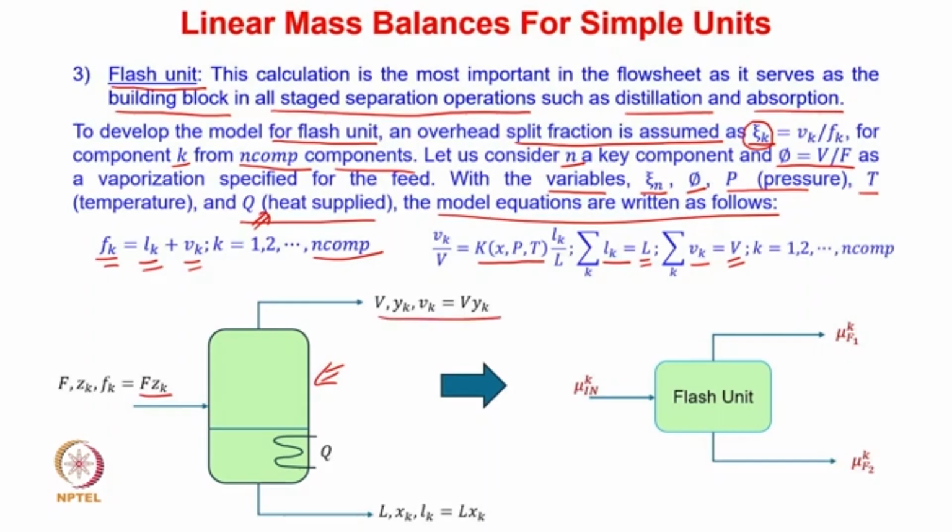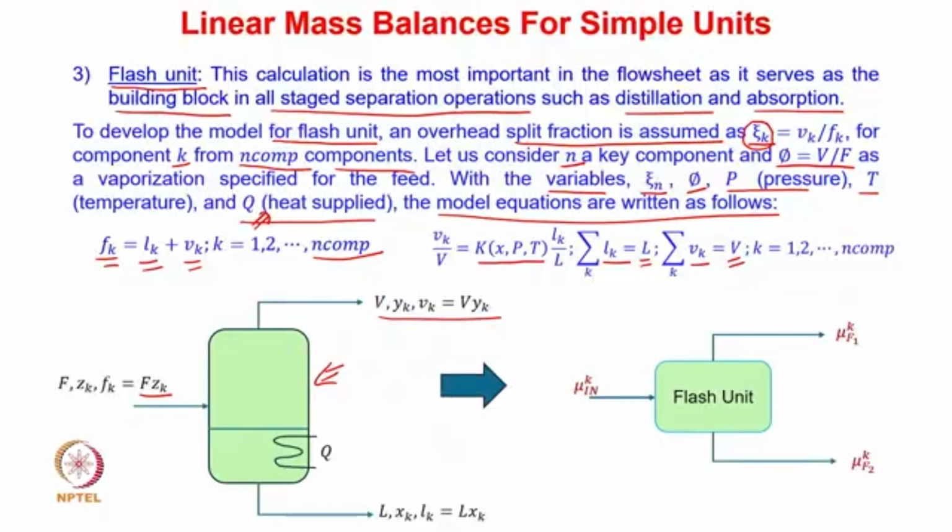Similarly, the top product which is coming out will be represented by this. The total molar flow rate coming from the top is capital V, which is the vapor here. Remember, in the flash unit the top product is vapor, so capital V is the total molar flow rate of the vapor coming out from the flash unit. The mole fraction of the kth component in the vapor V is given by Yk, and Vk is the molar flow rate of the kth component in the vapor, given as capital V into Yk.